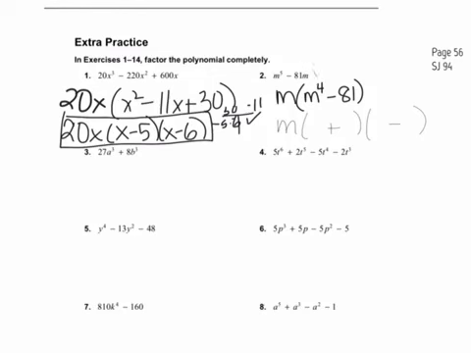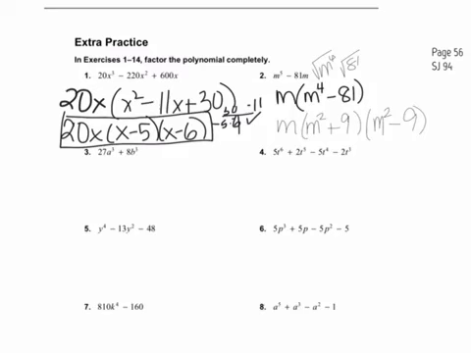I'm going to take the square root of m to the 4th. That's m squared. That goes in the first spot of each of these. I'm going to take the square root of 81. That's 9. That goes in the second spot of each of those. Then you want to check to make sure both your binomials are completely factored. This is an addition sign, so I am finished with this one, but this is a subtraction sign, so I need to check to see if these are perfect squares, and they are, so I need to continue.